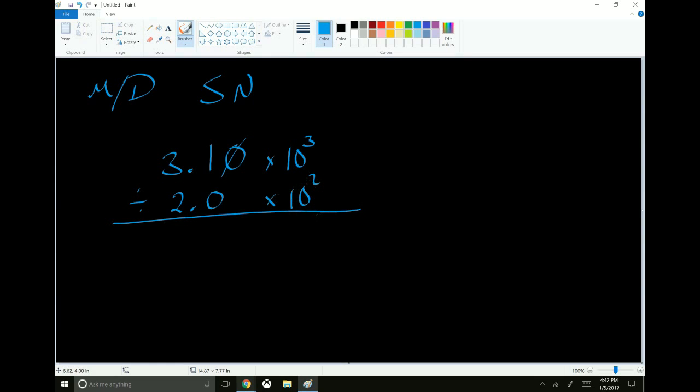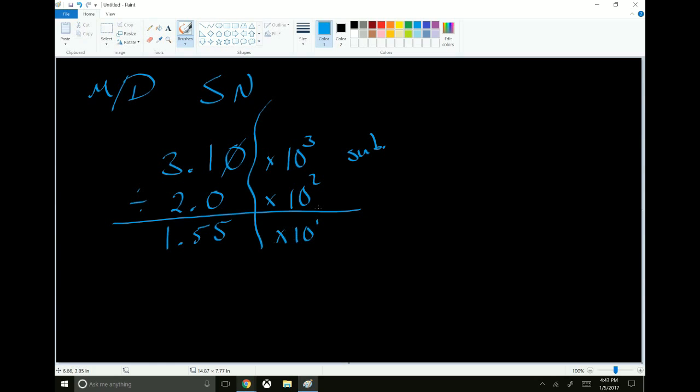Now, you might think this was really nasty, and you have to do that times that, this times this times this, or divided by this times this, and you worry about getting the order of operations wrong or something like that. Don't worry about it, because you can treat this part separate from this part. Okay. So 3.10 divided by 2 is 1.55, and then you're going to subtract the exponents. 3 minus 2 is 1.